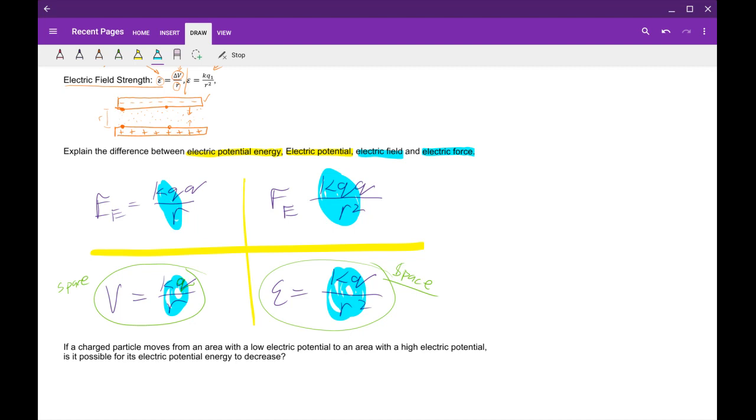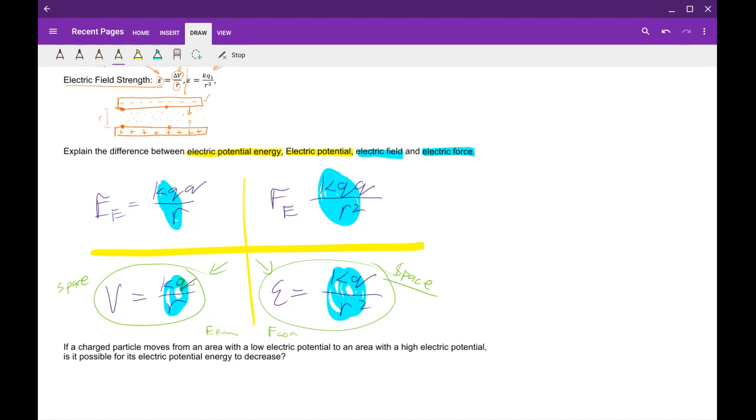And so it's like, this is the property of space around a particle. This is a property of space around a particle. This one allows you to keep track of the force. This one allows you to keep track of the energy.